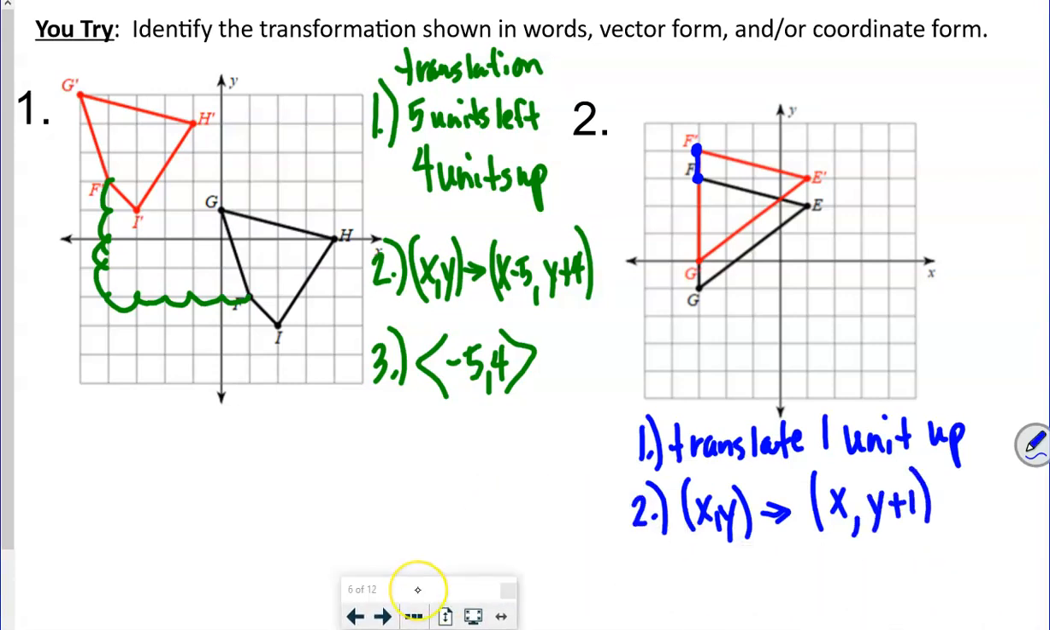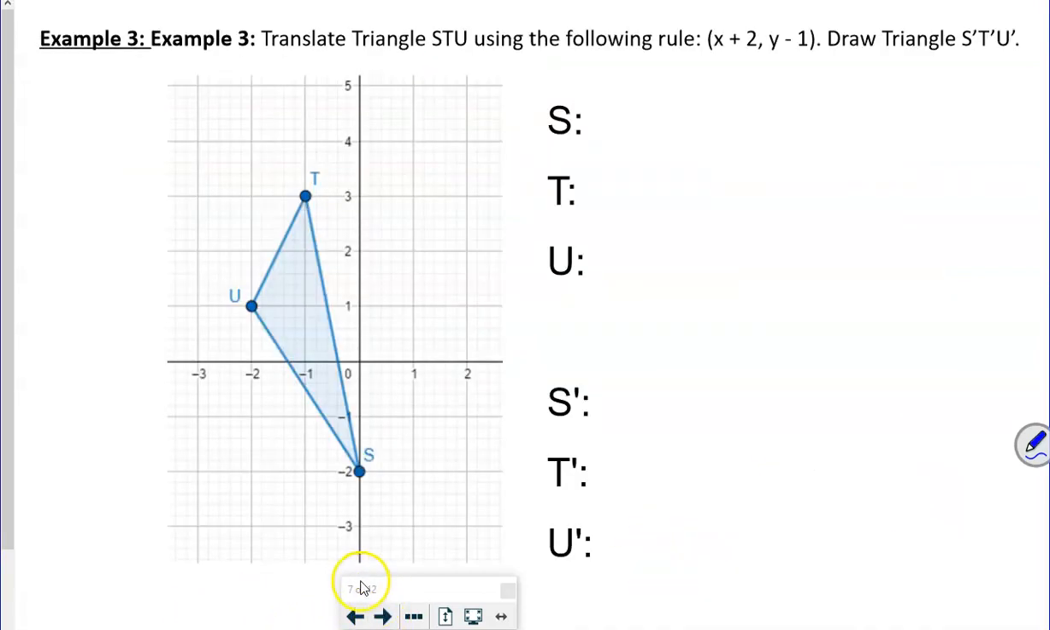Okay. Now we're going to talk about our vector form, okay? So if the x didn't change at all, isn't that going to be 0 here? And if the y did change up 1, are we going to put the 1 there? Okay, you guys getting it? All right. All right, here's our third example. So this time it says translate triangle STU using the following rule. We're going to add 2 to the x, and we're going to subtract 1 from the y. Then we're going to draw the triangle S'T'U'.